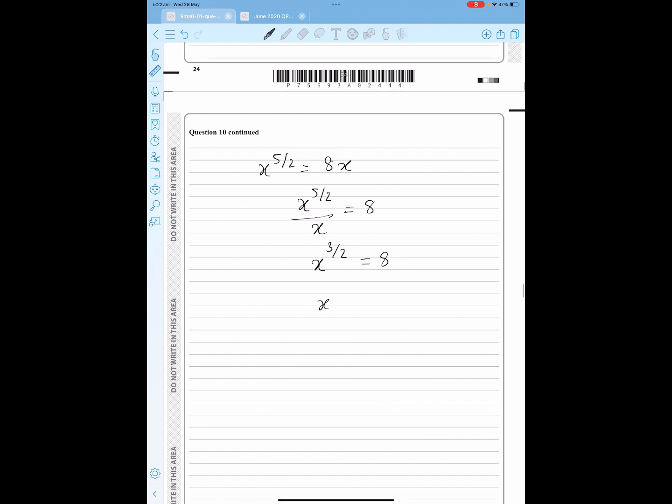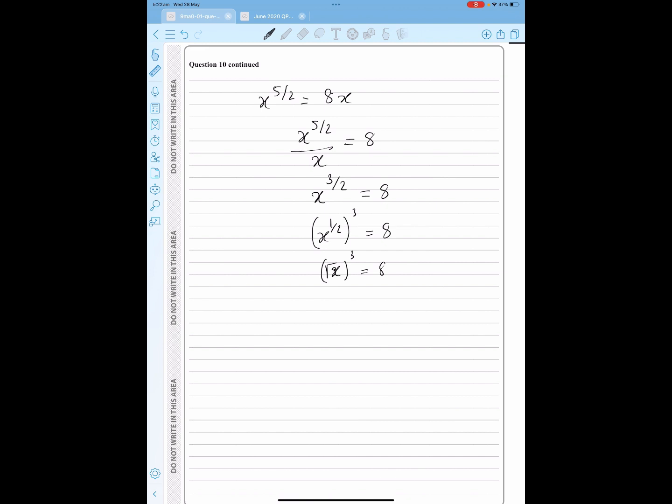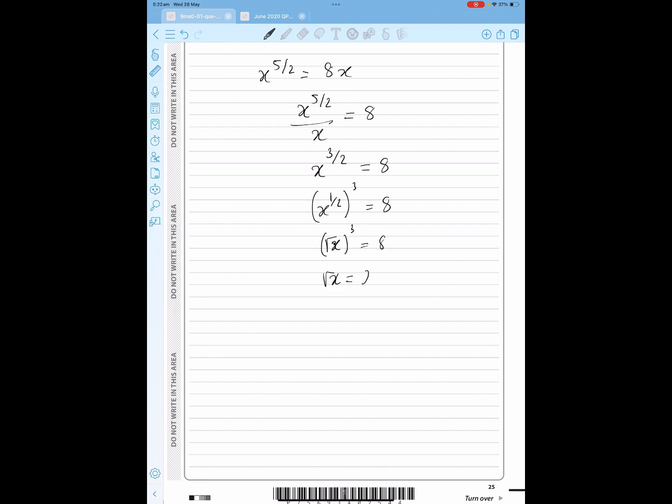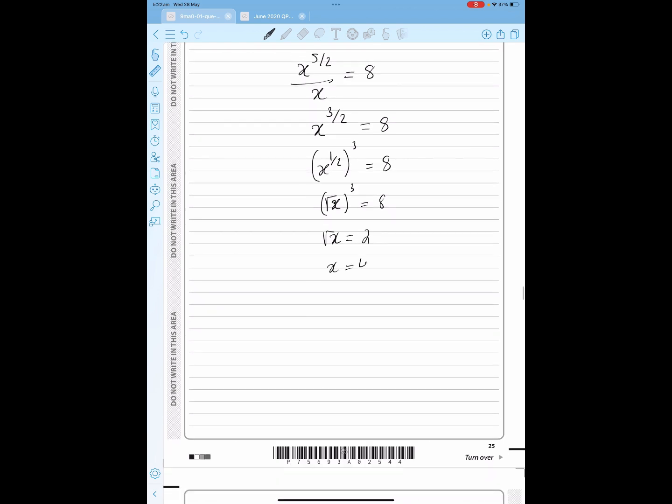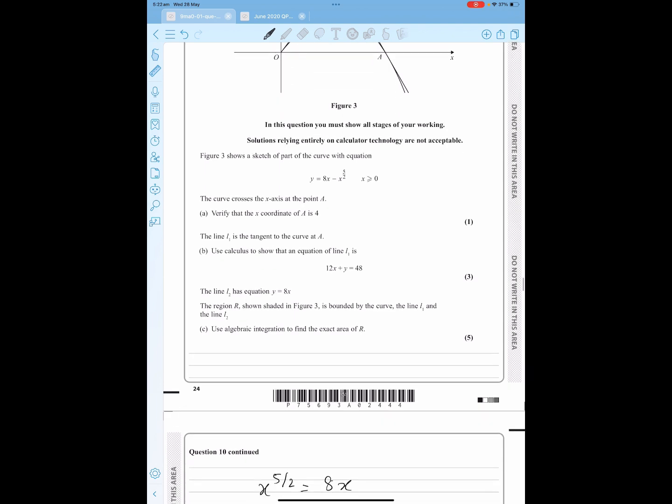That is just x to the power of half, cubed, is equal to 8. So what is it saying? It's saying root x cubed is equal to 8. We can cube root both sides, and then we can say root x is equal to 2. And then we can say x is equal to 4. All of that for 1 mark. I probably overcomplicated it. So that's part A done.